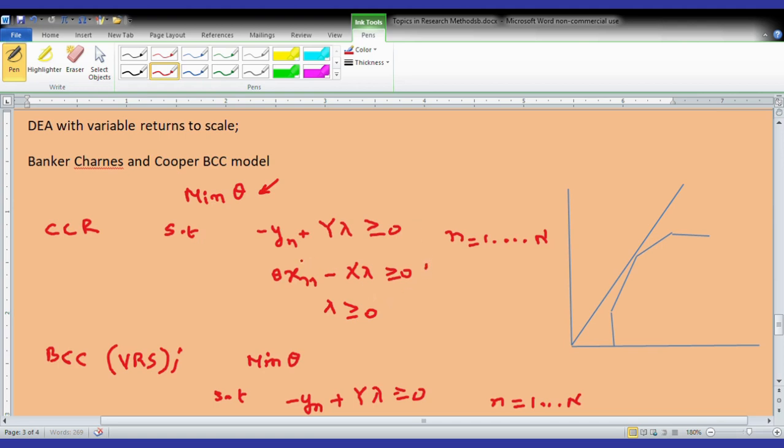This is the linear program for the nth firm, and this means that we will be running down all these programs for n equal to 1, 2, up till n, whatever is the number of n. Like I mentioned earlier, this CCR model assumes constant returns to scale, and by assuming constant returns to scale, it actually assumes what is known as the scale efficiency.